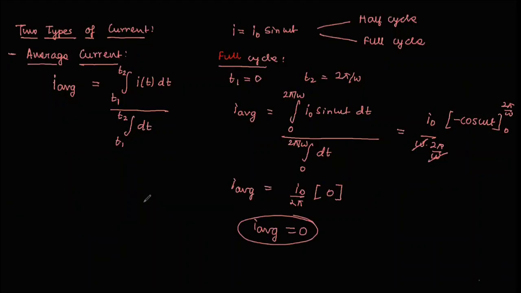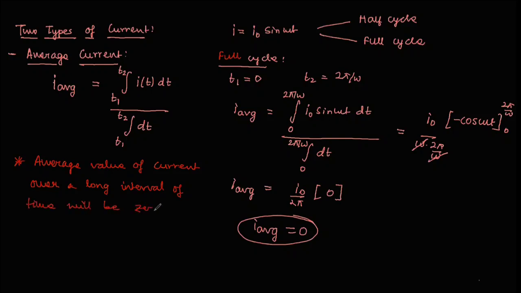And I can make a note over here that the average value of current over a long interval of time will be 0. So the average value of current over a long interval of time is turning out to be 0.